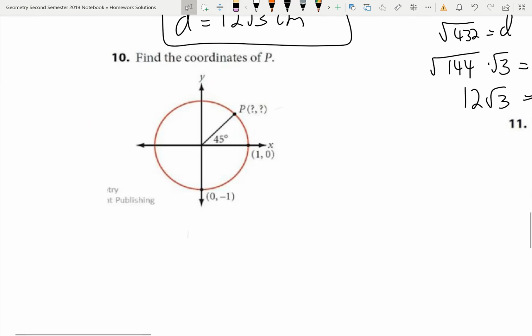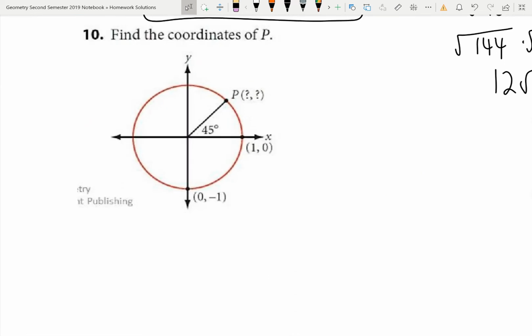All right, coordinates of P, number 10. So you're trying to determine the coordinates of P. From the figure, we can see that X and Y are the lengths of the legs of the triangle. Because it is isosceles, X equals Y. So this is going to be X, and this is going to be Y. Because this triangle is isosceles, 45, 45, 90, X will equal Y, right? So we know that X is going to equal Y.